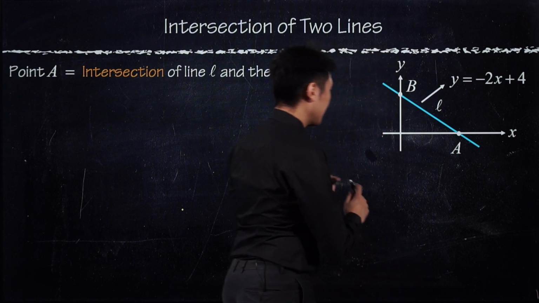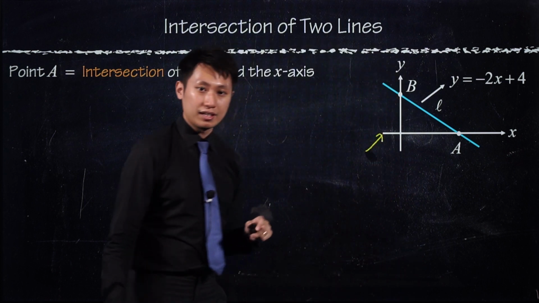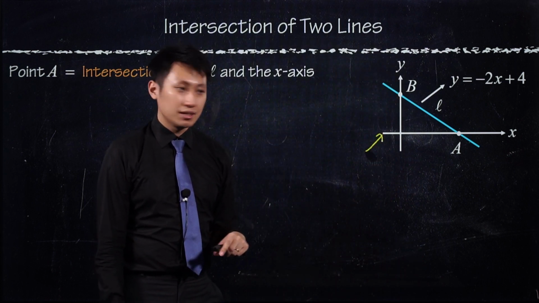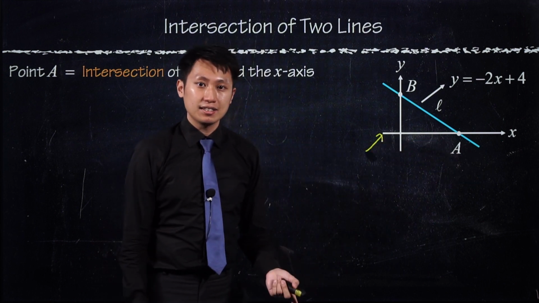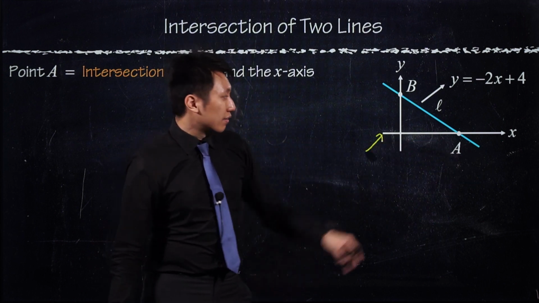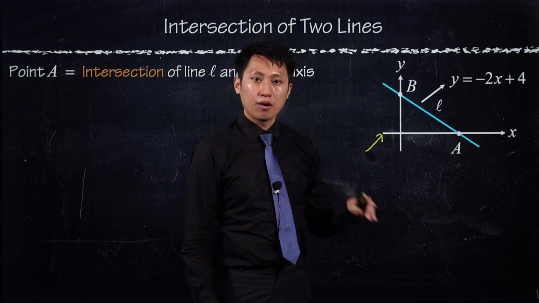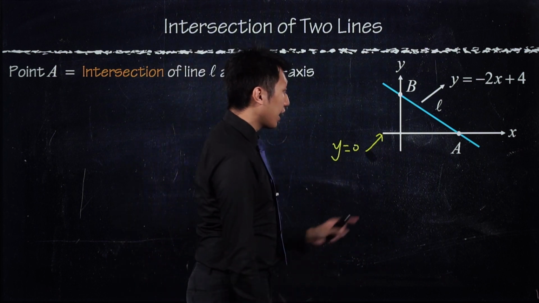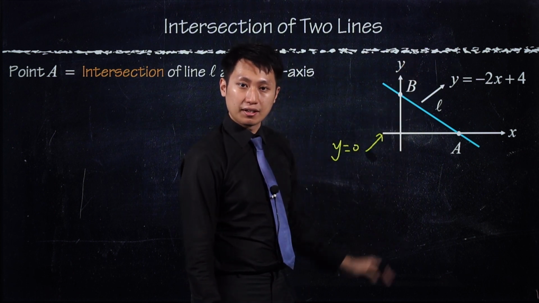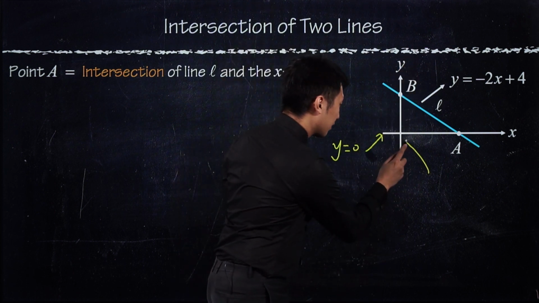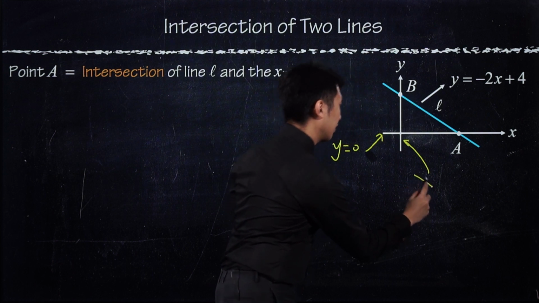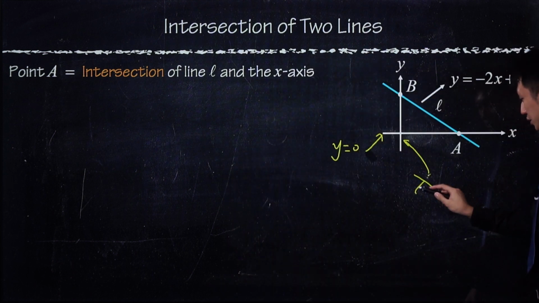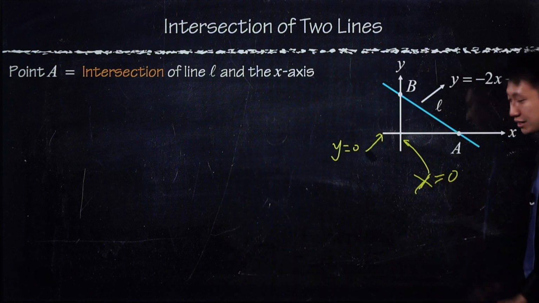Tell me, what is the equation of this line? This is the x-axis. The x-axis has what equation? The height, which is y. y is equal to 0, correct? This is y equals 0. And how about this vertical line? This one means x equals 0, correct? This is x equals 0.